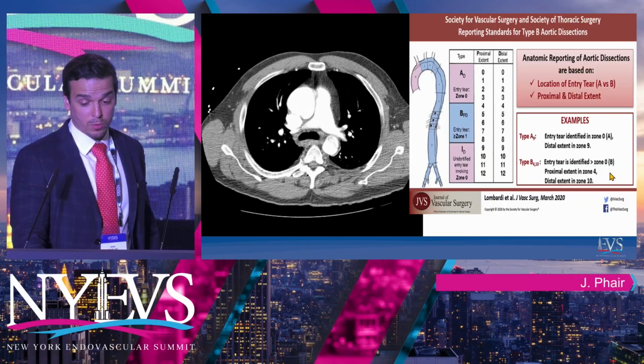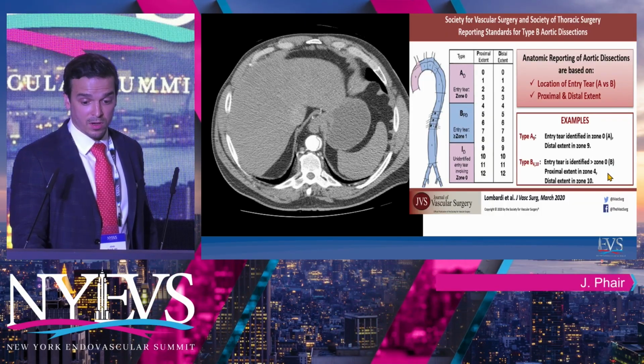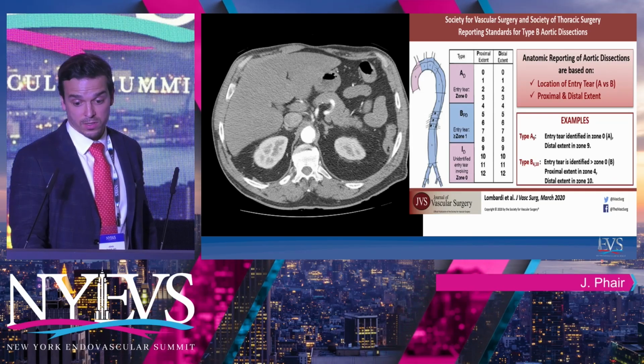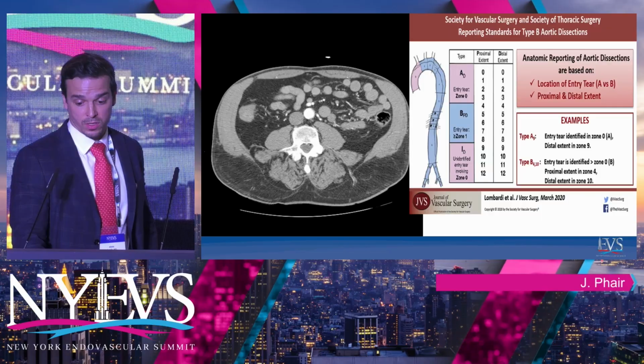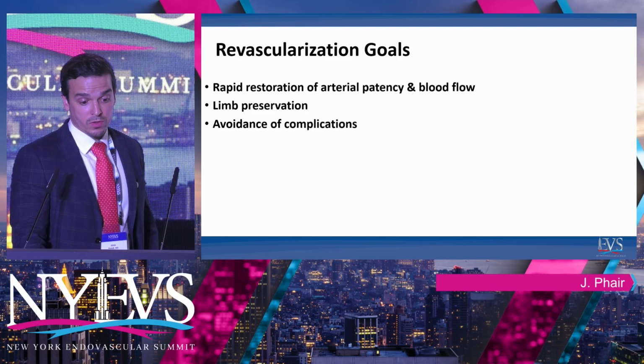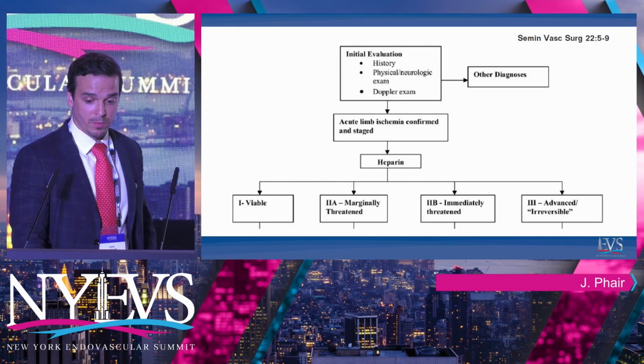Aortic dissections can also block flow to the leg. So revascularization with a TEVAR or EVAR in certain situations can open up that dissection flap and lead to improved perfusion to the leg. The goal is rapid restoration of arterial flow, limb preservation, and avoidance of complications.